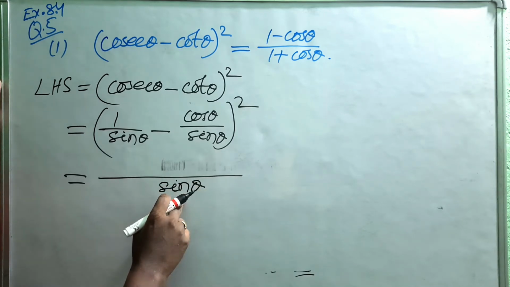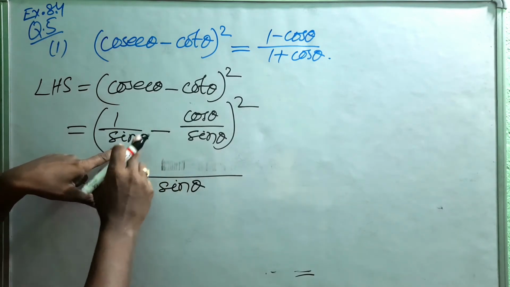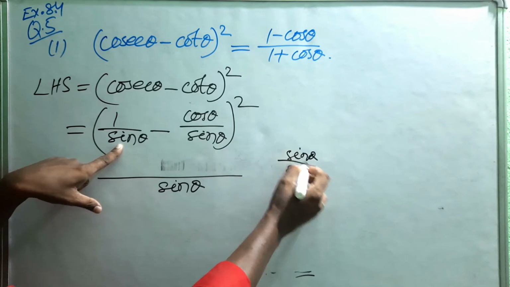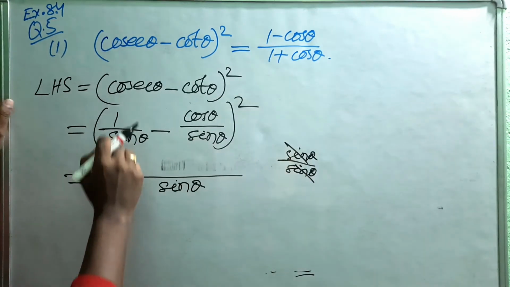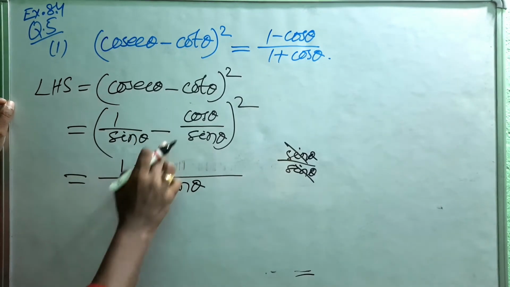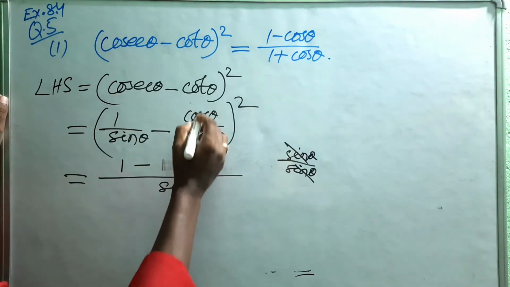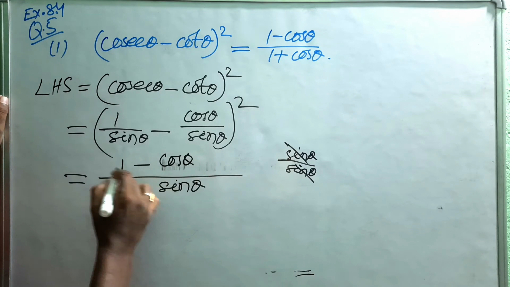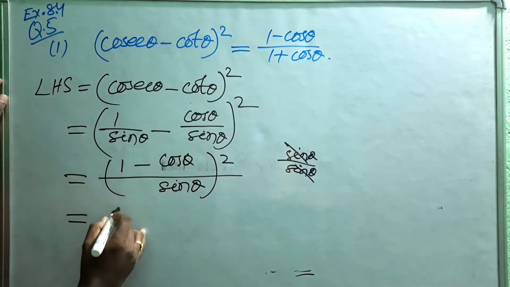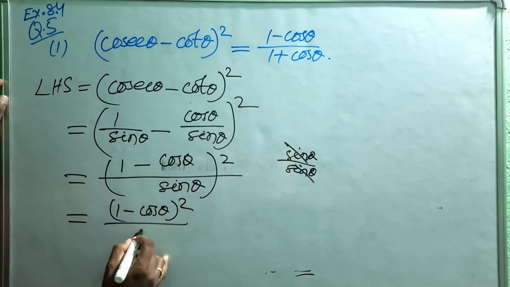Now if we divide this LCM by the denominator, that will be 1. Sin theta by sin theta, that will be 1. So 1 is multiplied with 1, so it becomes 1. Then minus is given, write minus here. Then sin theta divided by sin theta is 1. Then 1 is multiplied with cos theta, so it becomes cos theta. Now it's square. Okay. Now this is equal to (1 minus cos theta) whole square divided by sin square theta.